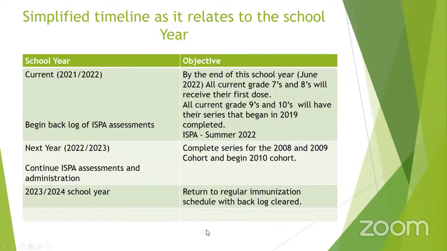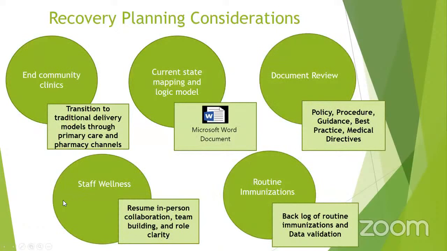And then as we maintain our routine IMS as well as catch up on the backlog, some of our other recovery planning considerations are to end our community clinics. So we want to transition to traditional delivery models, primarily through primary care and pharmacy channels. We're working on our current state mapping and logic model. We want to do a full document review. So this would be our policies, procedures, guidance documents, best practice, review all of our medical directives.